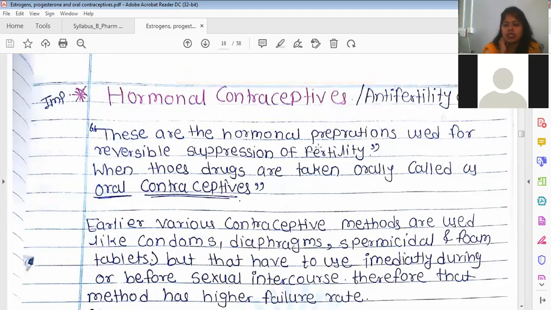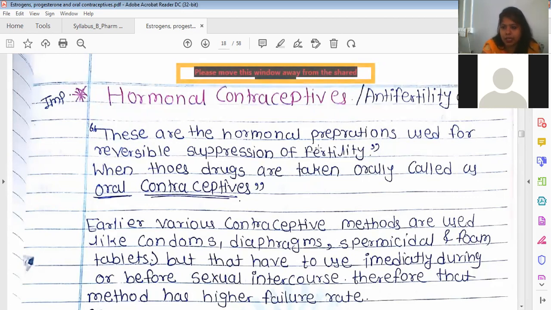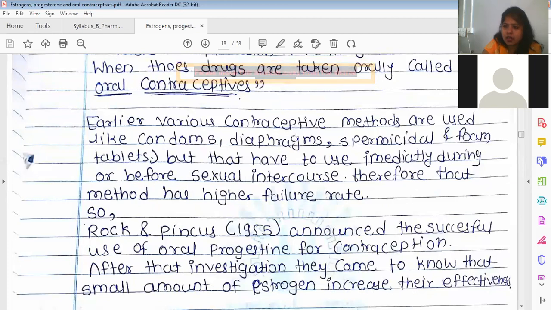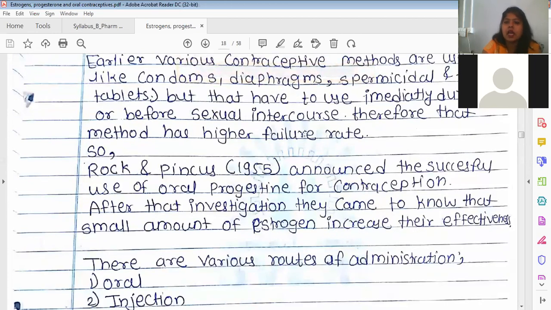काय आहेत hormonal contraceptives? तर these are the hormonal preparations used for reversible suppression of fertility. म्हणजे fertility होऊ देत नाहीत. These are nothing but the anti-fertility agents. And if they are taken by the oral route, आणि जर त्या टॅबलेट त्या कॅप्सूल जर ओरल रूट ने घेतला तर त्याला आपण म्हणतो ओरल कॉन्ट्रासेप्टिव्ह. क्लिअर?